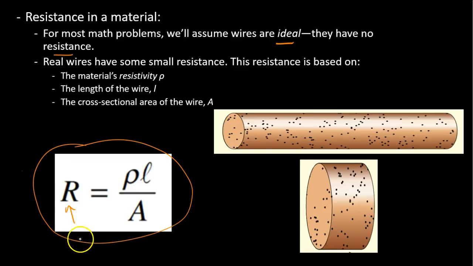Remember, this is going to be measured in something called ohms. Resistance for a material is based on three things. First, this is lowercase Greek letter rho. We've actually seen it before. This is resistivity. This is just going to be some constant for a material.